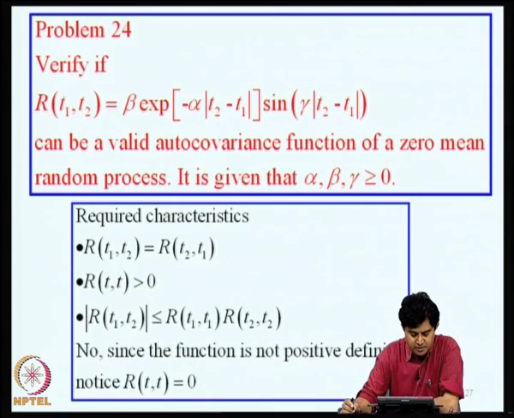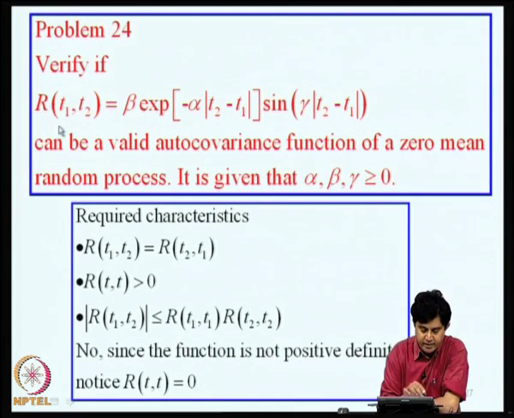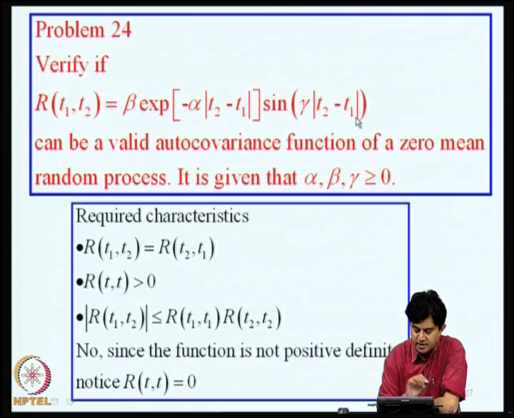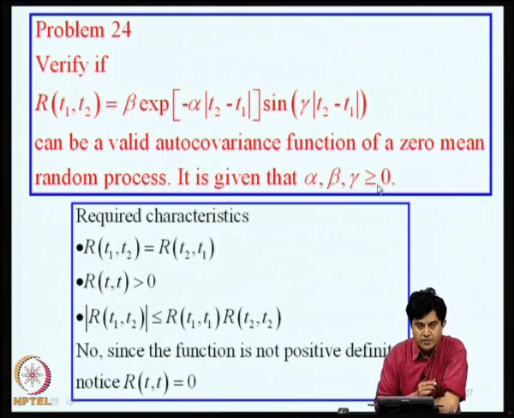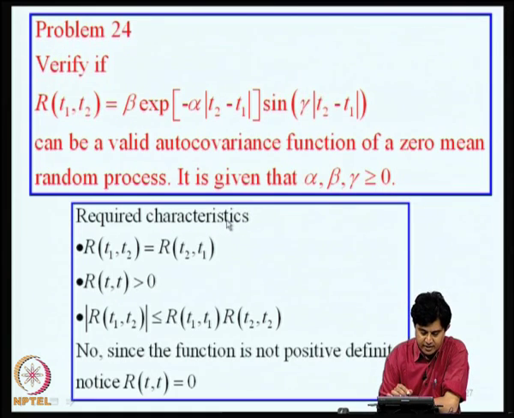So, another simple example. The problem here is we are given an autocorrelation function, β exponential of minus α modulus of (T2 minus T1), times sin γ(T2 minus T1). The question is, can this be a valid autocovariance function of a zero mean random process? It is given that α, β, γ are all positive. If you recall, a required characteristic of an autocovariance function is that it should be symmetric. This function is symmetric because if you exchange T1 and T2, the function remains unaltered. Therefore, the function is symmetric. So, it passes this test.